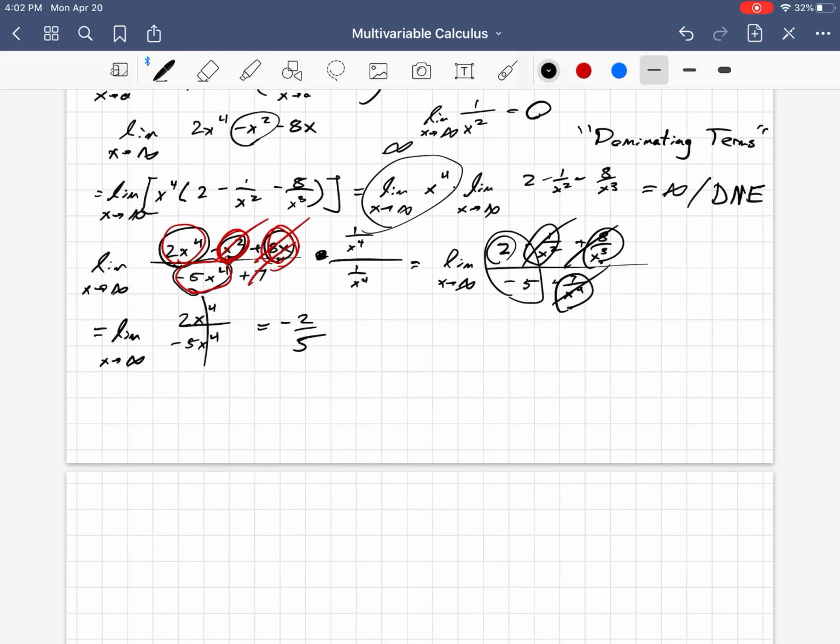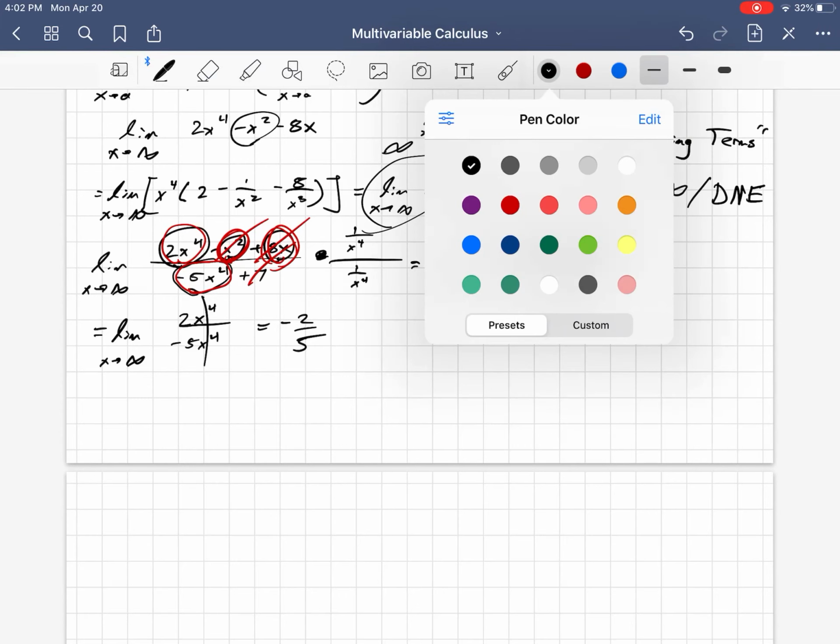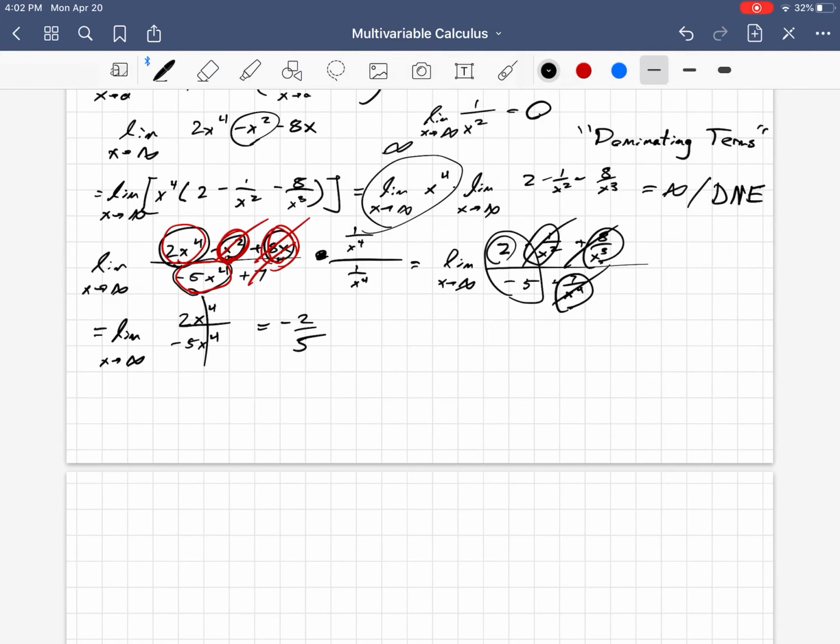So what you really can say in your head is, well, look at the degrees of each term, the exponent on each term, and you say, well, just take the ratio of the coefficients of the highest degree term, right? You have the highest on the numerator. The highest degree term has an exponent of 4.